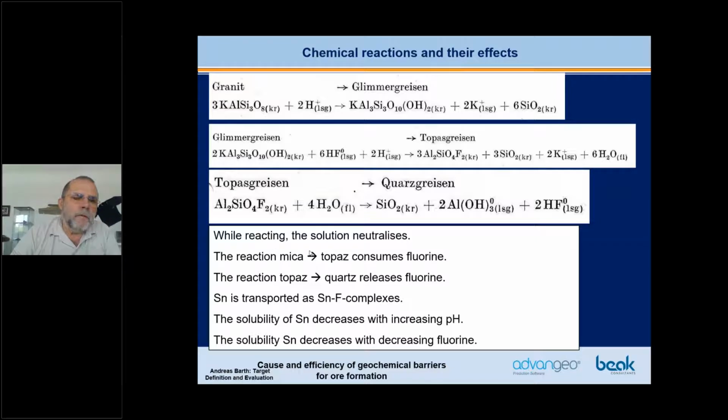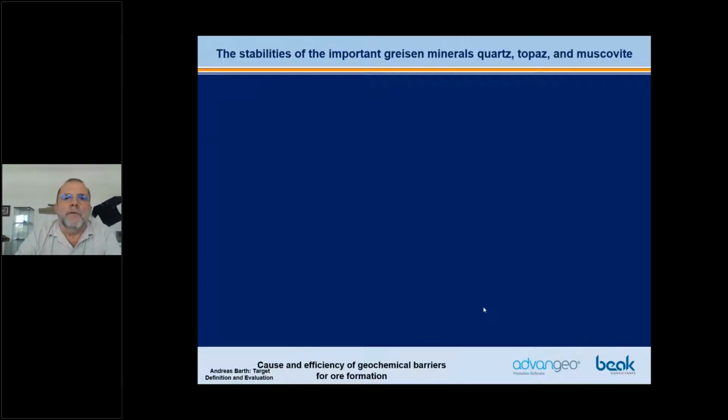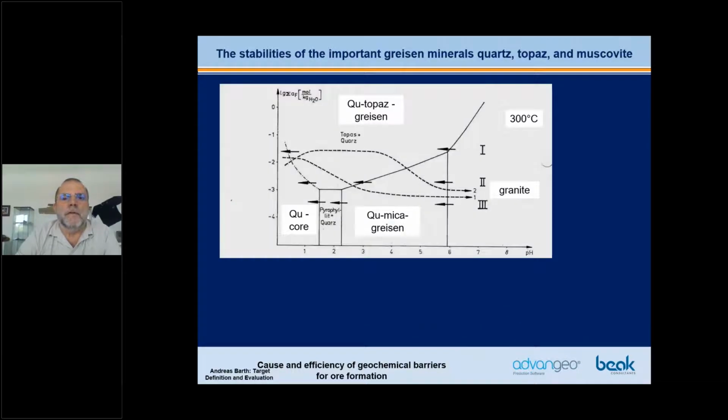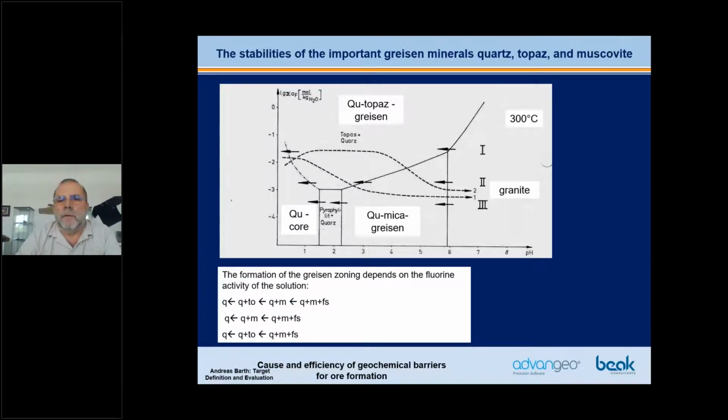So while reacting, the solution is neutralizing. As we have discussed already, the reaction mica to topaz consumes fluorine, the reaction topaz to quartz releases fluorine. Tin in these solutions is transported mainly as tin fluorine complexes. The solubility of tin decreases with increasing pH, and the solubility of tin also decreases with decreasing fluorine. And this chemistry helps us to understand the background of the location of the cassiterite in these greisen rocks.